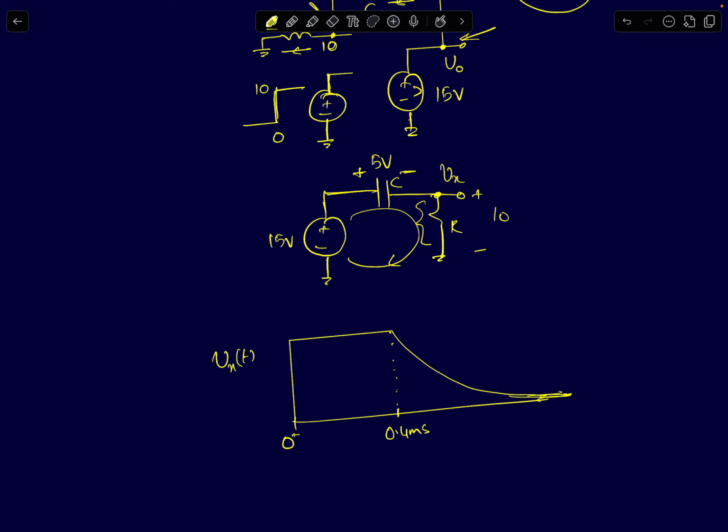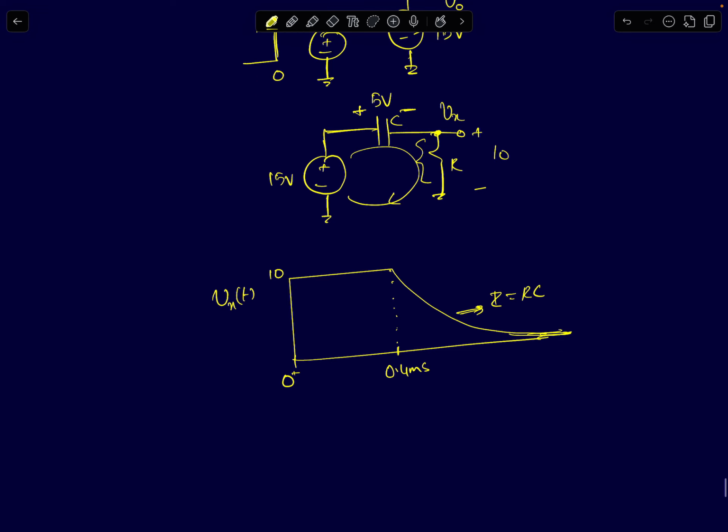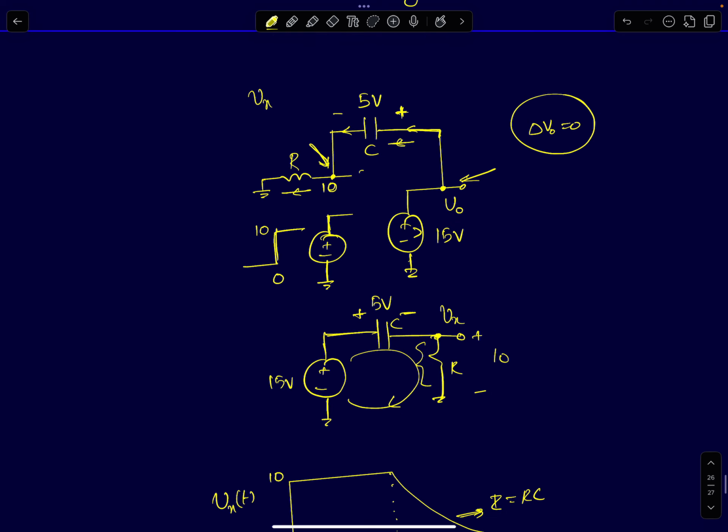If you divide this by R, you get the current. So this is 10 volts here, and eventually it goes to 0, and the time constant with which this goes to 0 is 1 millisecond. Tau is RC, which is 1 millisecond. Okay, and what happens to the output voltage is simply determined by the input differential voltage. The input differential voltage is simply V plus minus V minus, which is nothing but 10 volts minus the node voltage Vx of t.